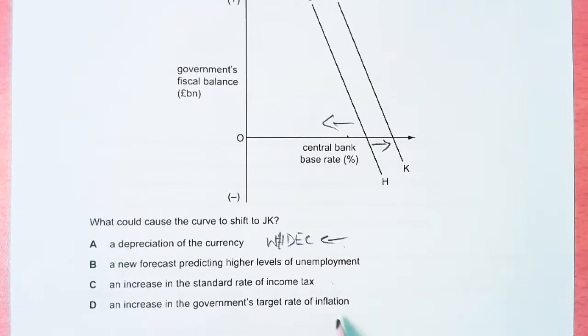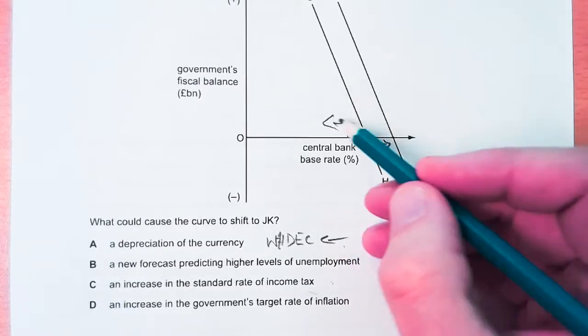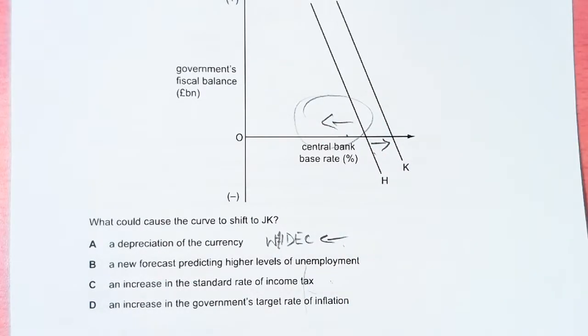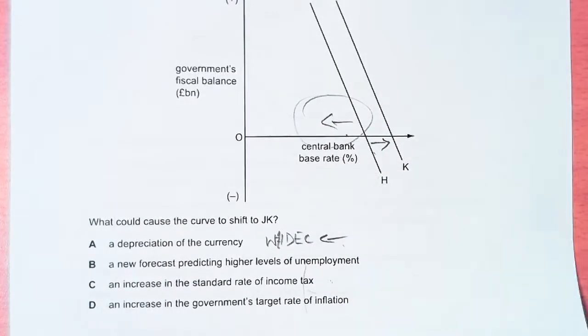An increase in the government's rate of inflation. Again, that means you tolerate higher levels of inflation, and that would allow you, with all three of these, to actually decrease the central bank base rate.